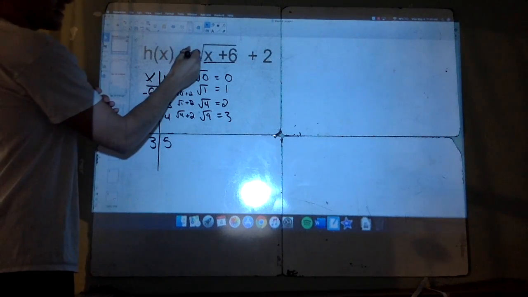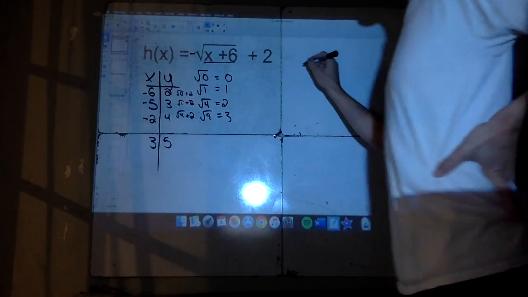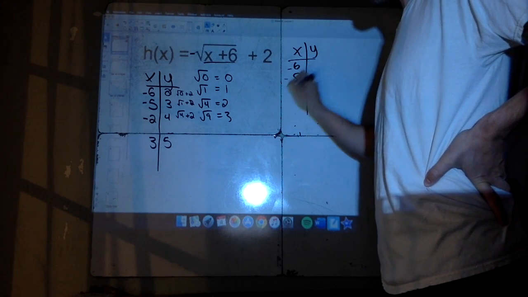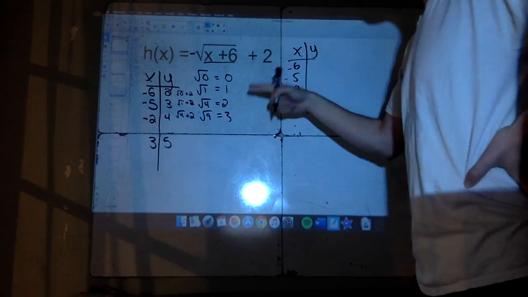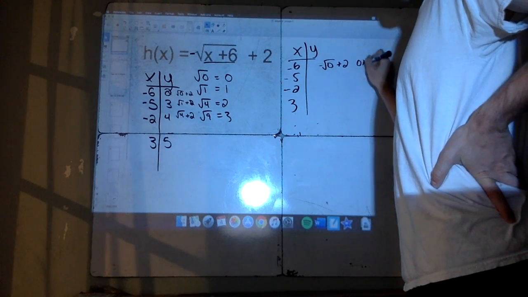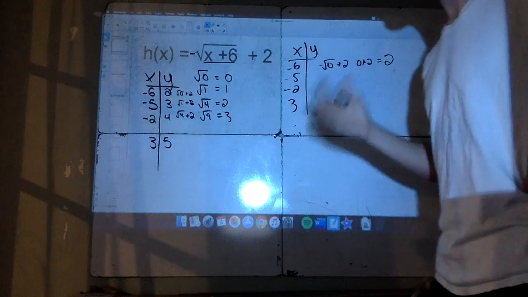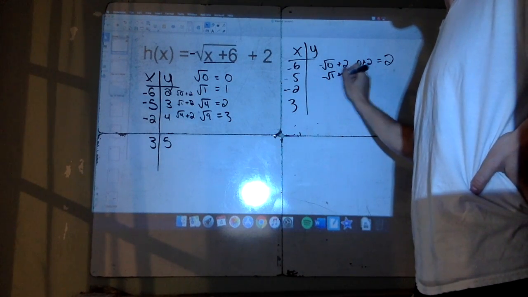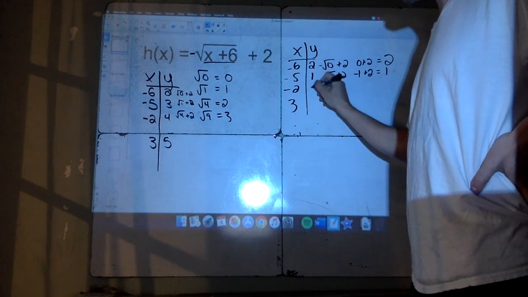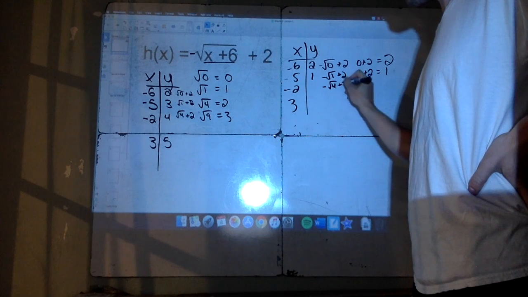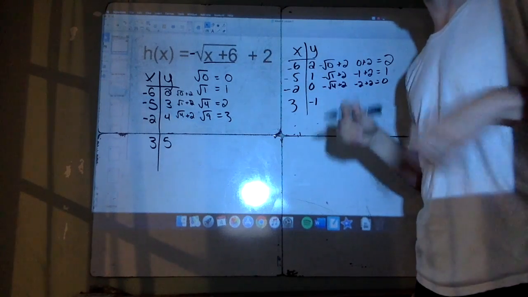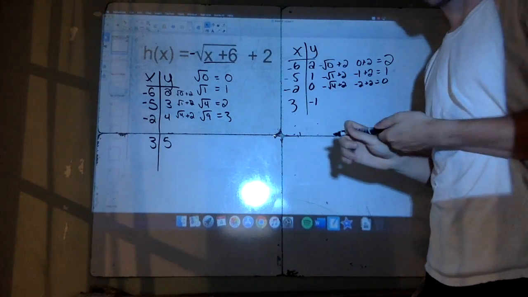So if this had a negative in front, it's going to be the same x and y values. But when we're putting it in, you get the negative square root of 0 plus 2, which is 0 plus 2, which is 2. So that's still the same, but here, negative square root of 1 plus 2, negative 1 plus 2 gets us just 1. So it's going down. This would be negative square root of 4 plus 2. Negative 2 plus 2 gets us 0. So that pattern goes down.